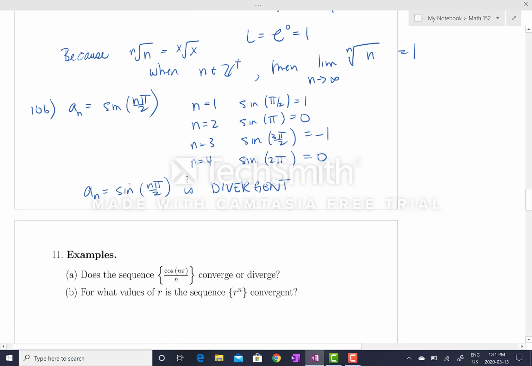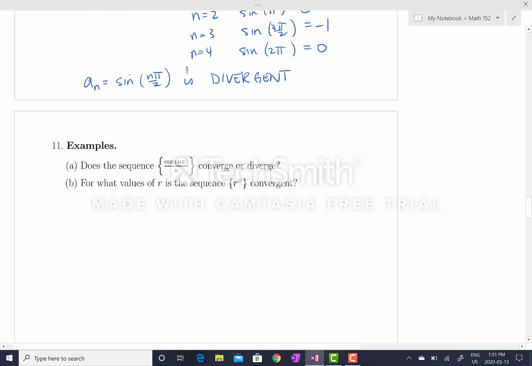Okay, let's keep going. So remember, we're talking about, does a sequence converge? All we're talking about is we've got a list of numbers, and what happens to the number when we keep going and going? Does it move close to some finite number? That's what we're asking. It's just a list of numbers.